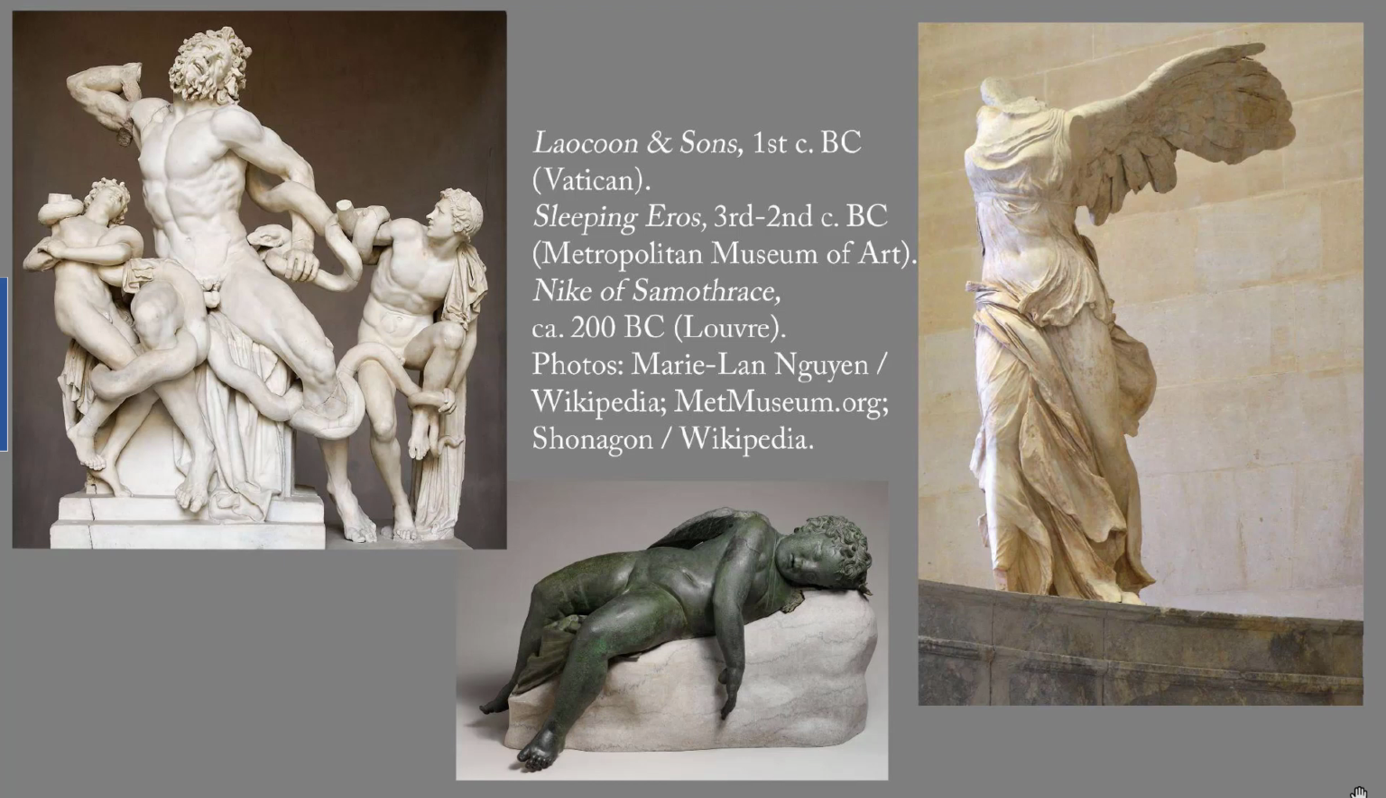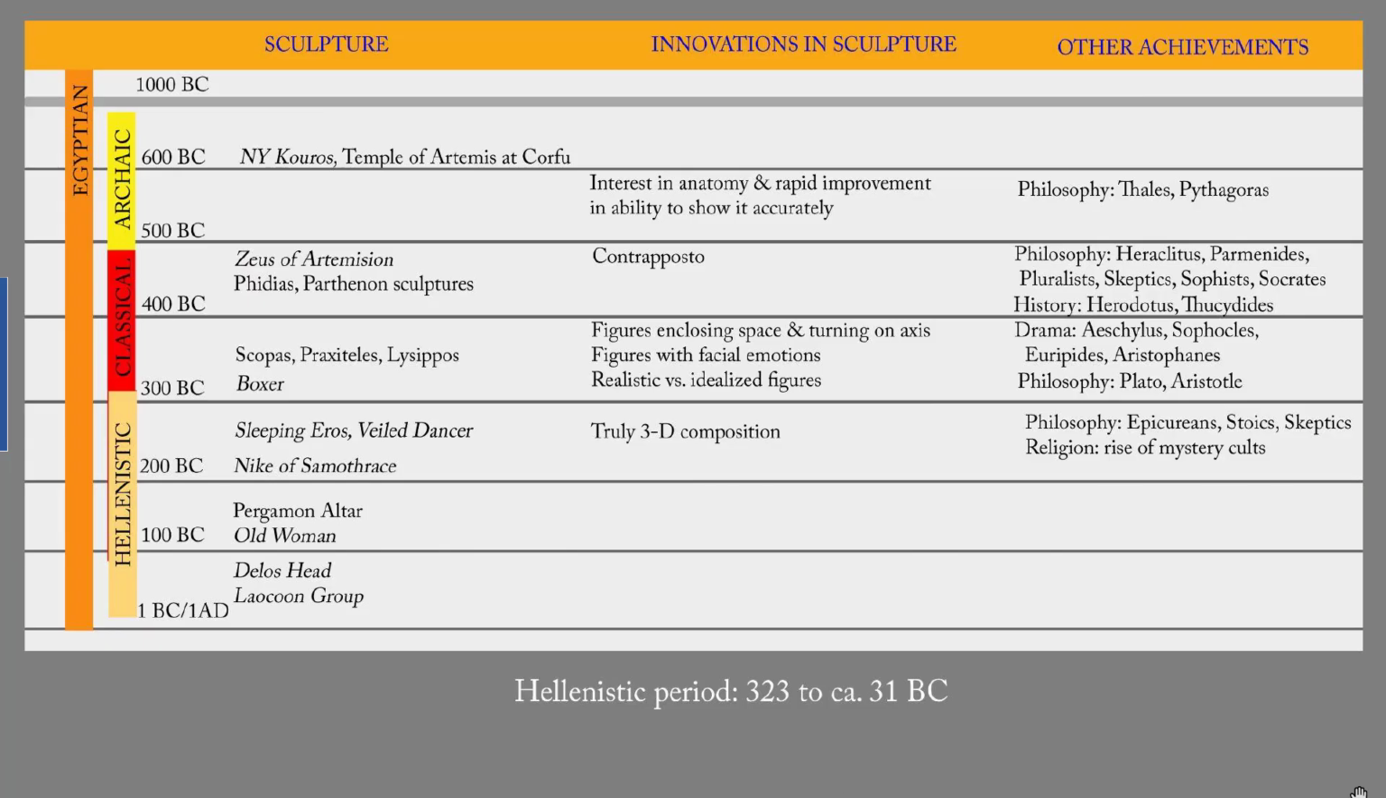These three works are characteristic examples of Hellenistic sculpture. On the left is Laocoon and his Sons, which was created probably in the 1st century BC. It's at the Vatican. The Sleeping Eros at the center is from the 3rd or 2nd century BC. It's at the Metropolitan Museum of Art. And the Nike of Samothrace is around 200 BC. It's in the Louvre. What are the dates? You can pause this to look if you like.